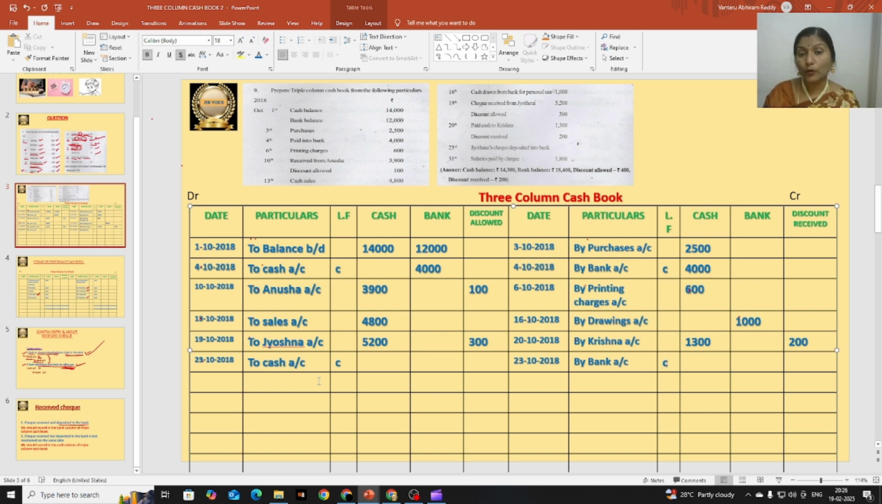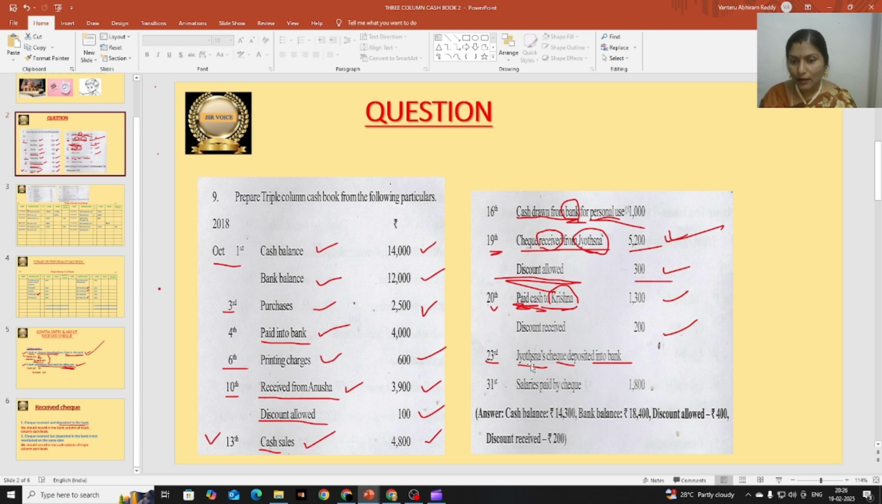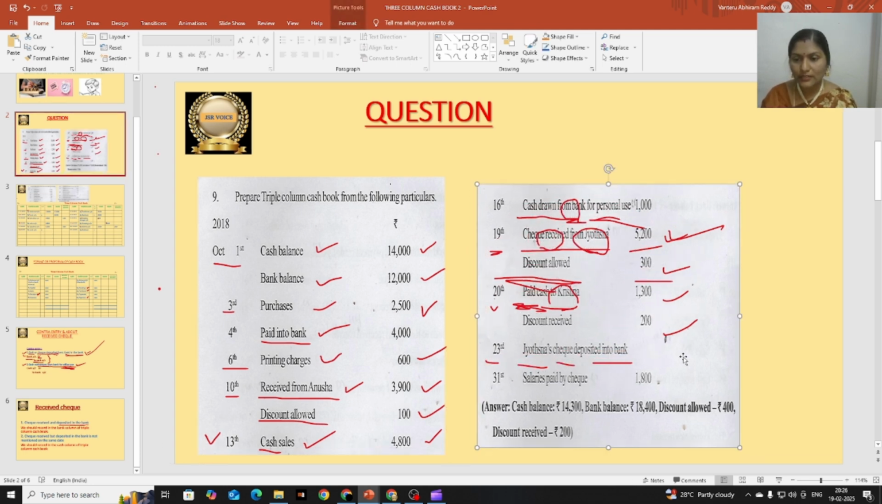Okay. And how to write the amount? In case of contra entries, if you post cash account, we will record the amount in the bank column. If you write bank, we will post the amount in the cash column. So on the debit side we recorded to cash account, so we will record the amount in the bank column. How much is it? They did not mention the amount, you see. Joshna check deposited into bank. Did they give the amount here? No, the amount is not given.